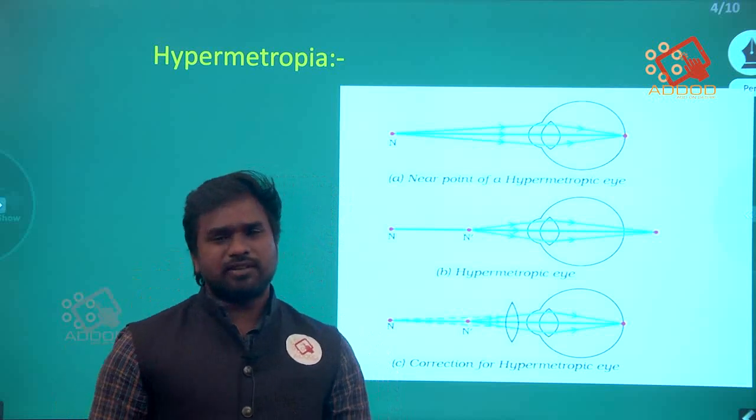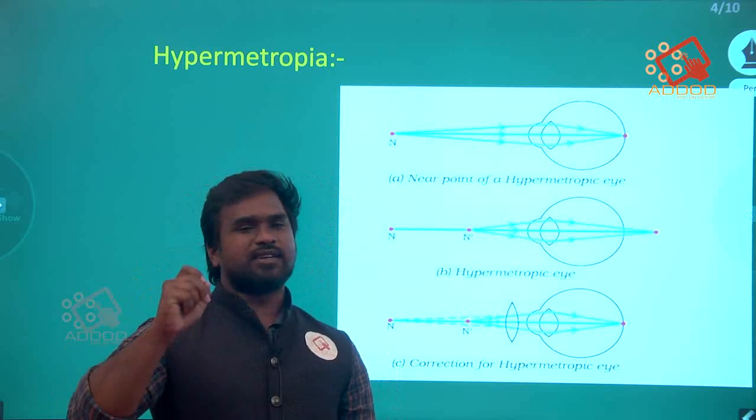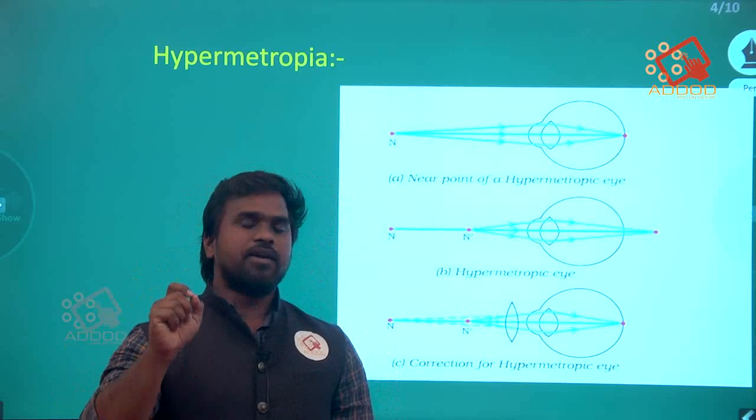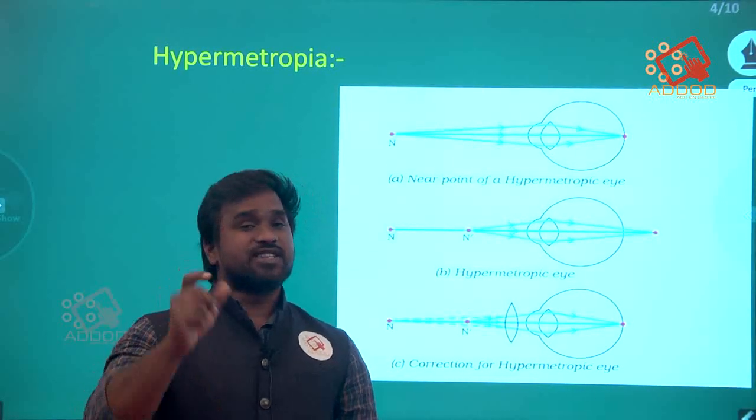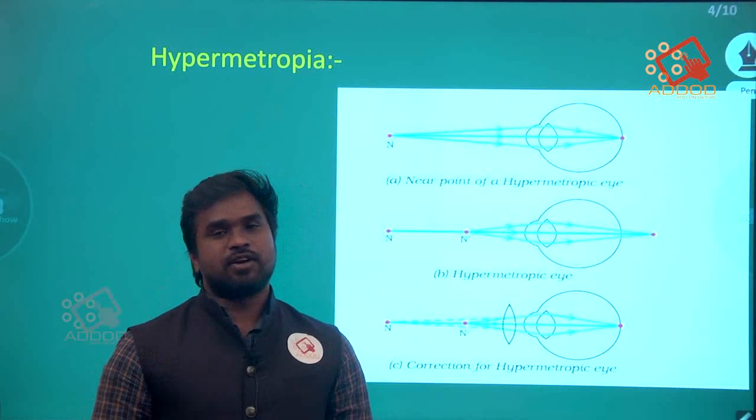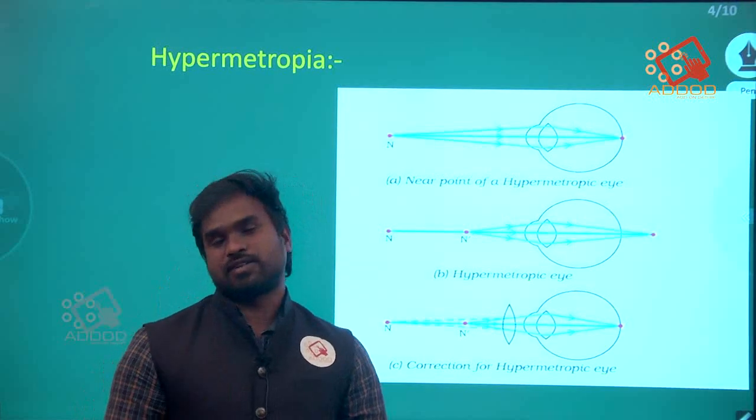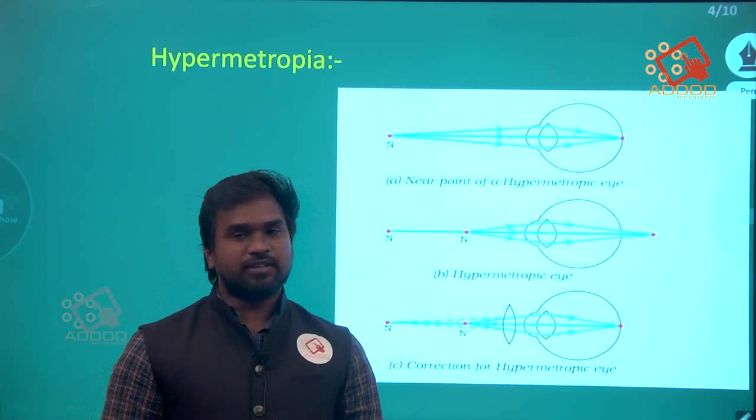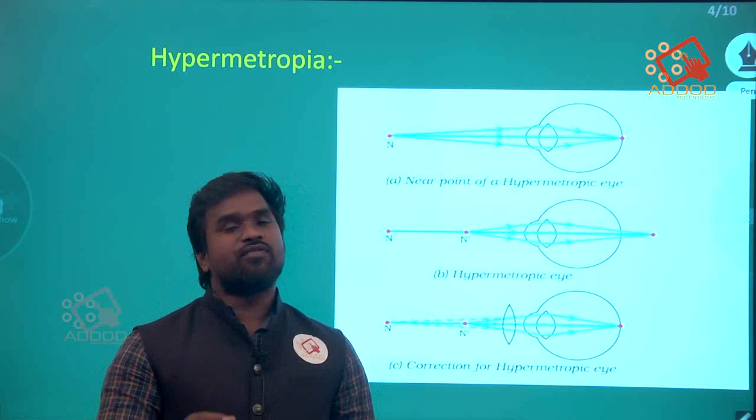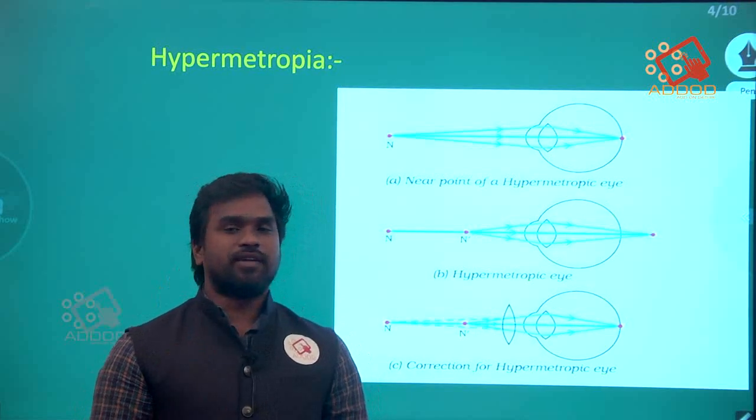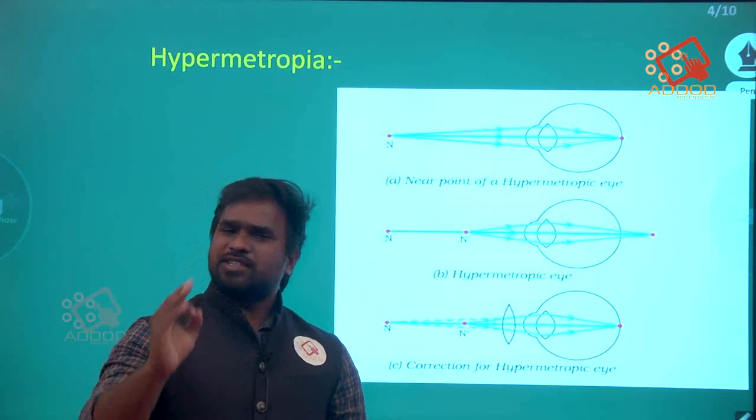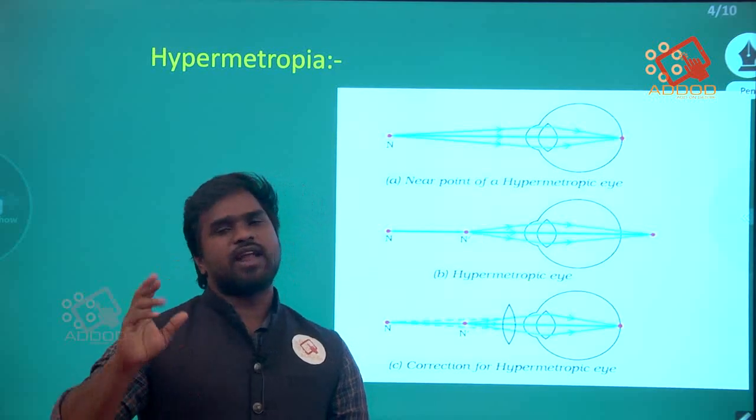And how can you correct hypermetropia? We can correct hypermetropia by using a convex lens, that is a biconvex lens. What is the focal length of the biconvex lens? The focal length of the biconvex lens is f equal to 25d divided by d minus 25. Children, I will explain point to point with a diagram.